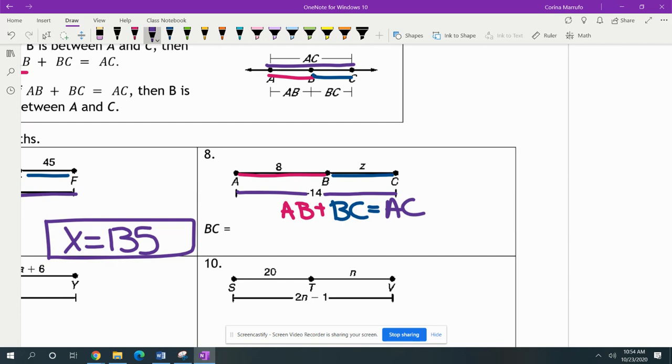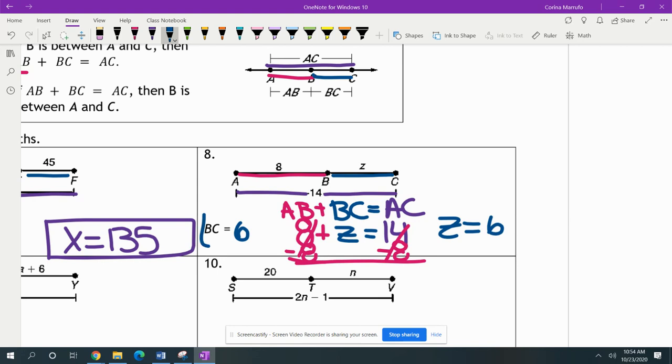It sounds fancy, but it's super simple. So from A to B it is 8, plus from B to C it is Z, equals from A all the way to C, which is 14. We are solving for Z, which is BC. The way that we find it is we need to get rid of this 8 by subtracting 8. What I do to one side, I have to do to the other side. So 14 minus 8 gives us 6, which is Z. So Z equals 6. That means from B to C is equal to 6.